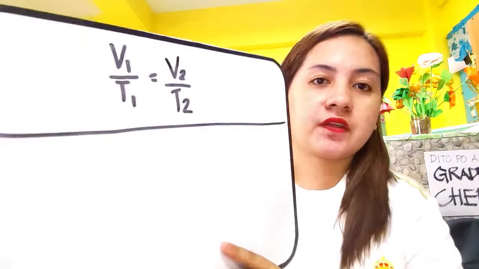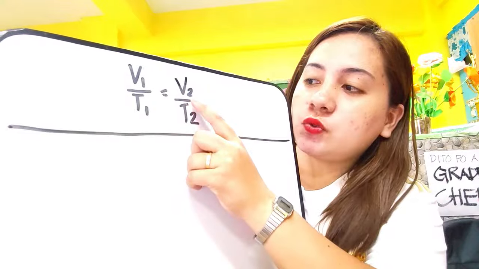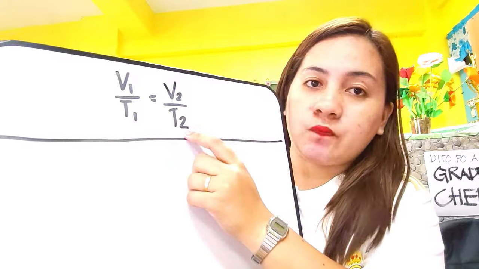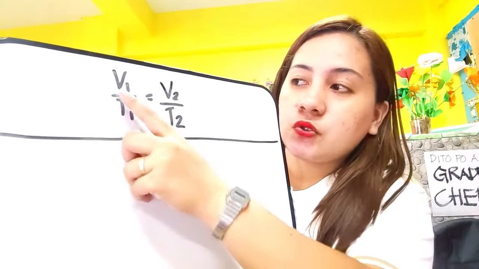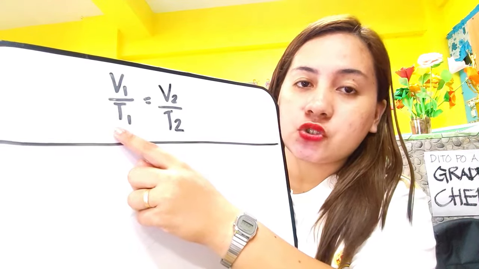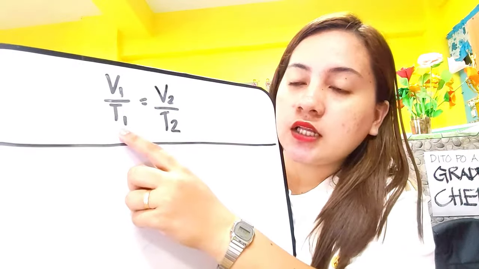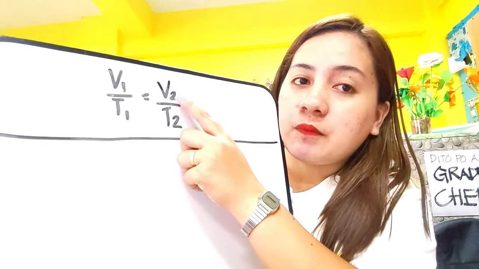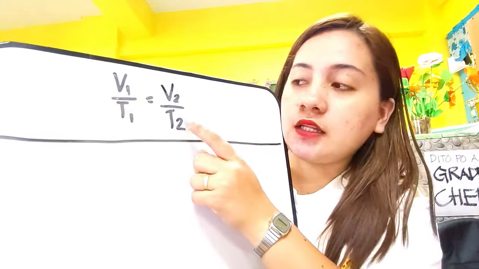So, now, pag magsosolve tayo ng problem na related sa Charles Law, ang ating formula na gagamitin is V sub 1 divided by T sub 1 is equals to V sub 2 over T sub 2. So, ano ba yung capital V at saka yung capital T? So, yung capital V ay volume and then yung capital T is the temperature. Kapag may sub 1, ibig sabihin initial. So, initial volume, initial temperature. Dito naman, pag may sub 2, that means it is final. So, final volume and then final temperature.